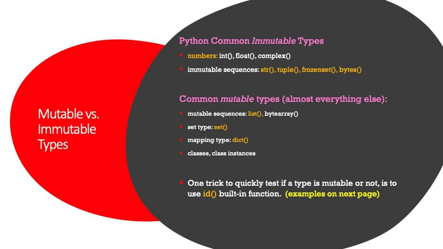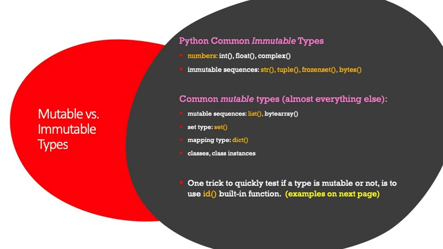We talked about mutable types and immutable types on the previous slide. I wanted you to have a one-stop shop to be able to understand which of these types are in which category in Python. You may know of some of these, you may not, but at least if you have this handy, it may be of use to you. So common immutable types for numbers: integers, floats, and complex numbers. Immutable sequences: strings, tuples, frozen sets, and bytes. And again, immutable are the ones that we cannot change in place. Then common mutable types, so that's almost everything else beyond what we just covered. Mutable types are lists, byte arrays, sets, dictionaries, classes, and class instances.